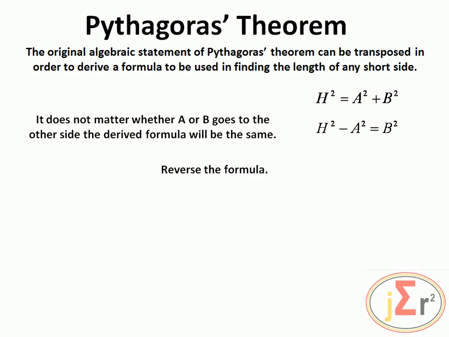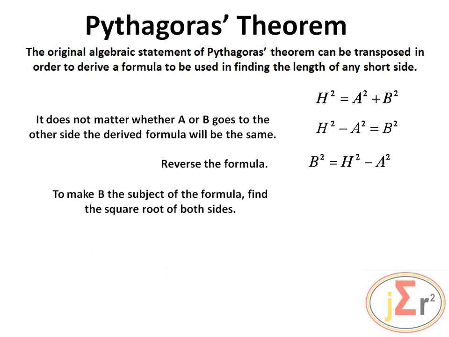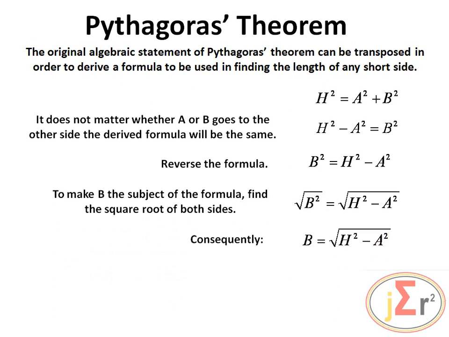And then we need to probably reverse it to get b on the left-hand side. And then b squared is equal to, and by transposition we know that we have to take the square root of the right-hand side. So by taking the square root of the right-hand side, that's what we'll get right there. B is equal to the square root of h squared minus a squared in this case. And of course, it is very important that we take note that it is a negative sign that we have there. So h squared minus a squared.